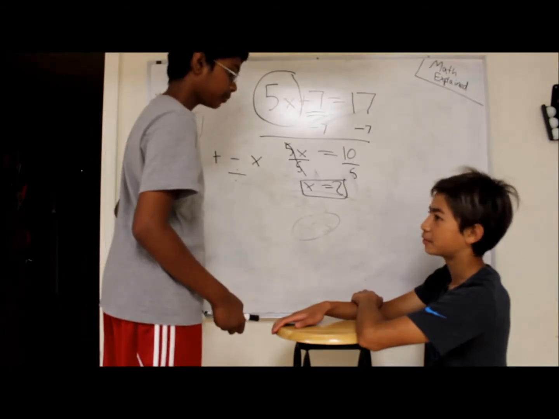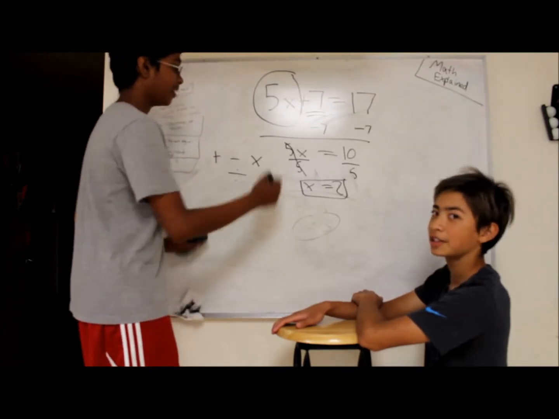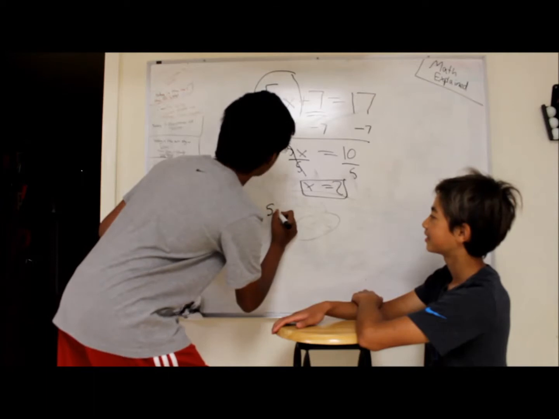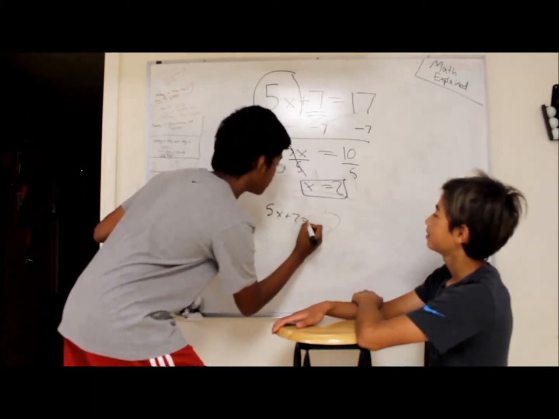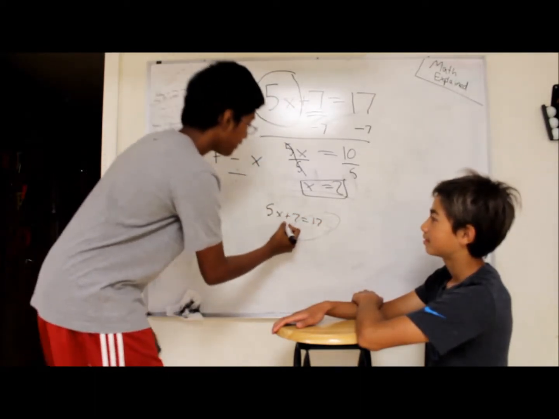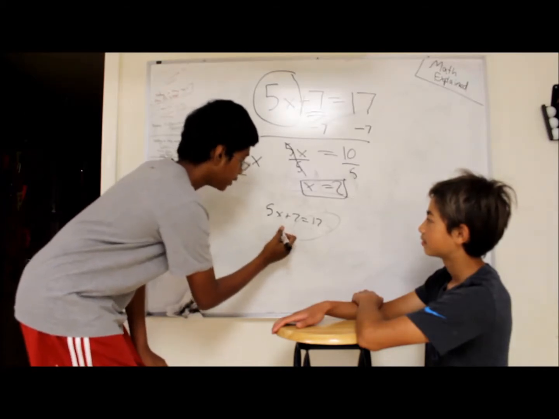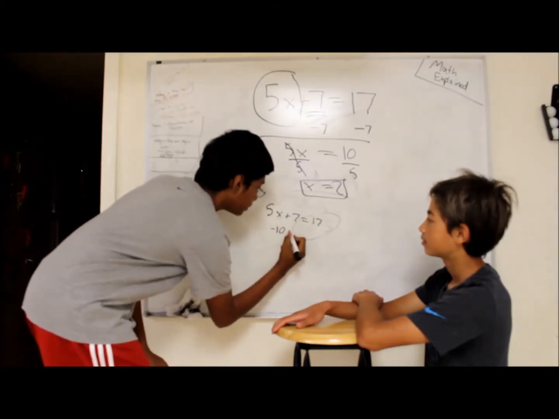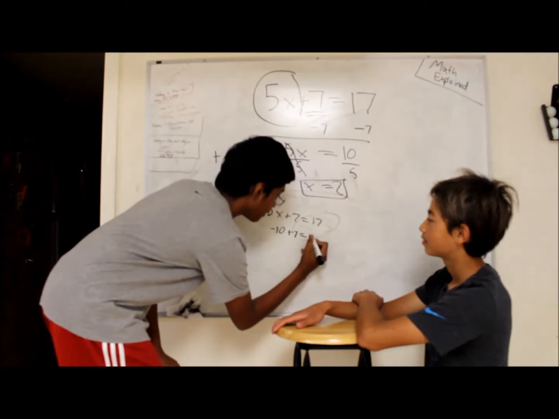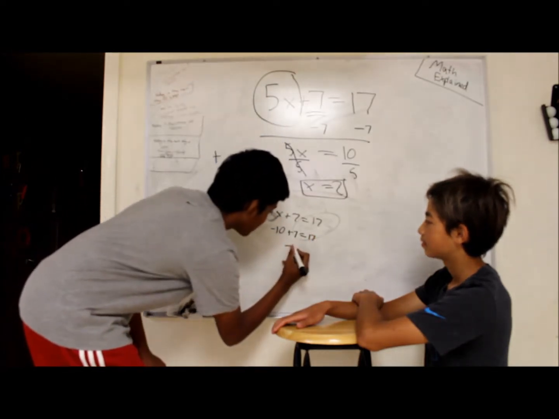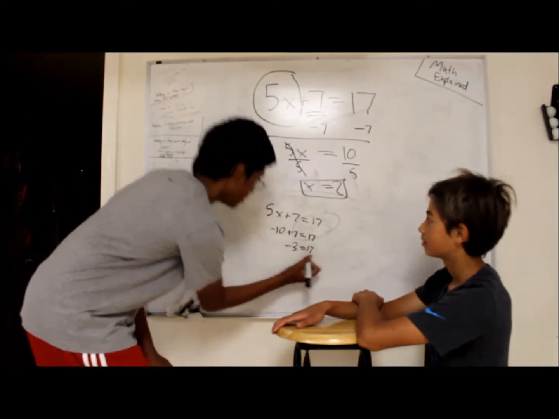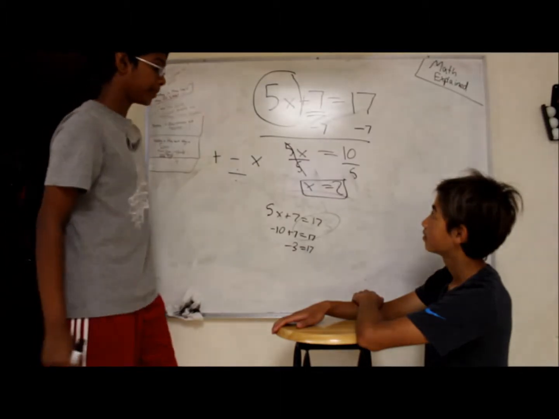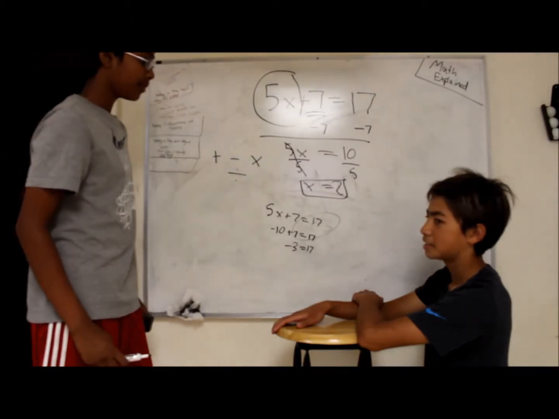What about my -2 answer that I got earlier? How do we know that's wrong? Let's try it. 5x plus 7 equals 17. So 5 times -2 is -10 plus 7 equals 17. Well, that's not true, because that makes -3 equals 17. But that's clearly not true. Okay.